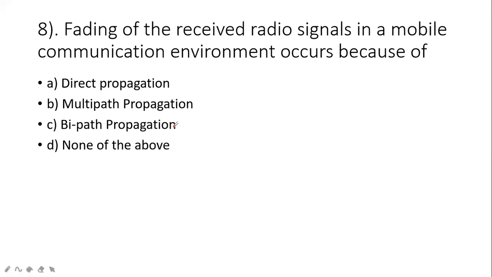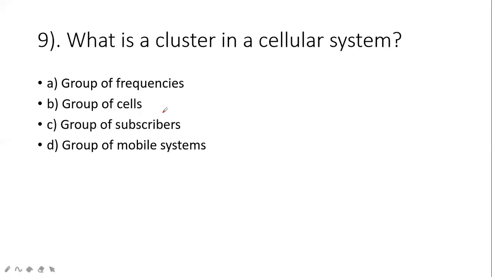Eighth question, fading of the received radio signal in a mobile communication environment occurs because of multipath propagation. So fading is due to multipath propagation. So here the answer is B. Ninth question, what is a cluster in a cellular system? A cluster is nothing but a group of cells. So here the answer is B, group of cells.